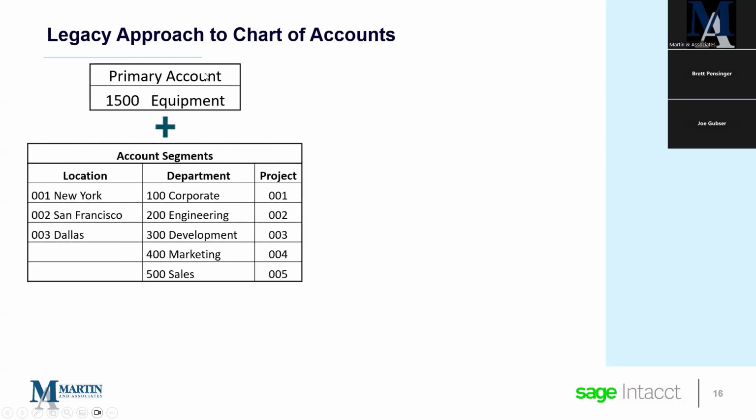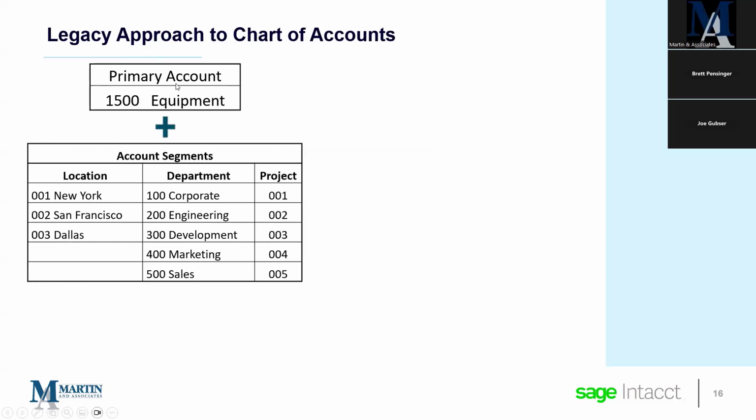Let's talk about the legacy approach to a chart of accounts, kind of the way that Sage 500 does your chart of accounts. So let's say we have a primary account. The account is 1,500 equipment. And we have 3 segments in our chart of accounts. So we have a 4-digit main account, a 3-digit location, a 3-digit department, and a 3-digit project that we want to track stuff to. Okay.